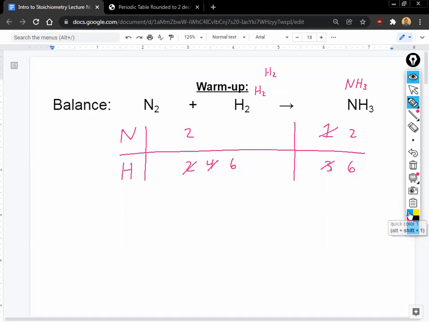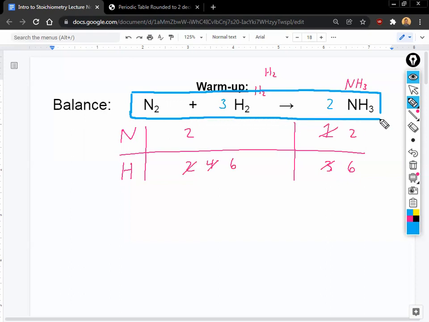Okay, so now all we need to do is put numbers in the front. I'm going to put a 3 in front of H2 because I have 3 H2 molecules. And I'm going to put a 2 in front of NH3 since I have 2 of those molecules. And there you go. This is your balanced equation. So hopefully that wasn't too bad. And I want to remind you guys, if you notice, I don't change anything about the equation. All I do is put numbers in front of the molecules to show how many we need.